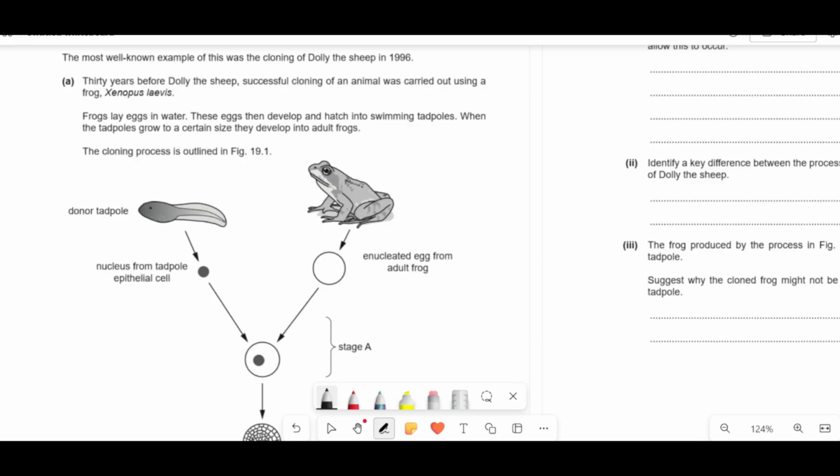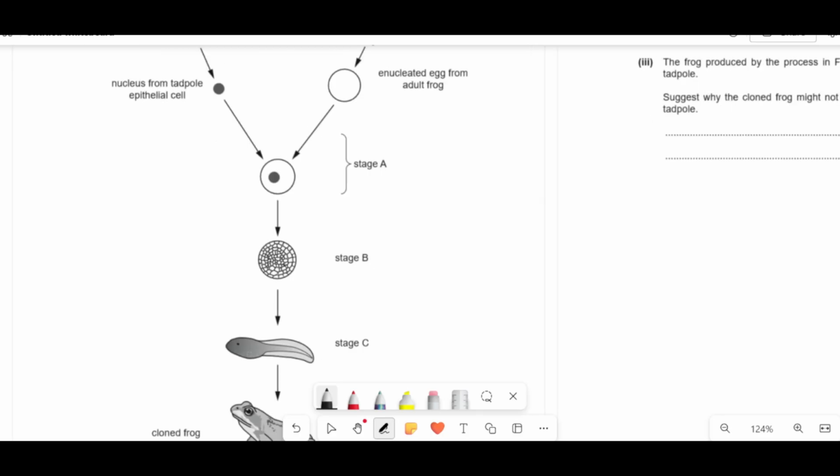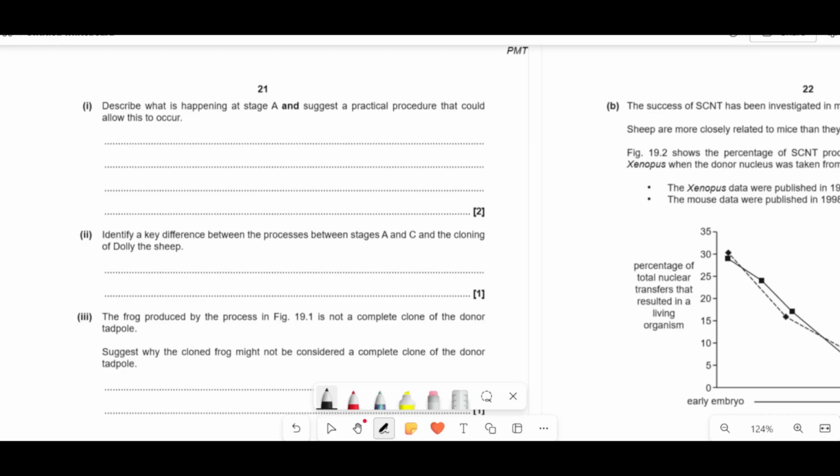Frogs lay eggs in water. These eggs then develop and hatch into swimming tadpoles, and tadpoles grow a certain size to develop into frogs. So you've got a donor tadpole, we take their nucleus out, we take an enucleated egg, so that means taking the nucleus out of an egg, put it in this, let it do its thing, and then here we go. Woohoo, we got a clone frog. Describe what's happening at stage A and suggest a practical procedure that can allow this to occur.